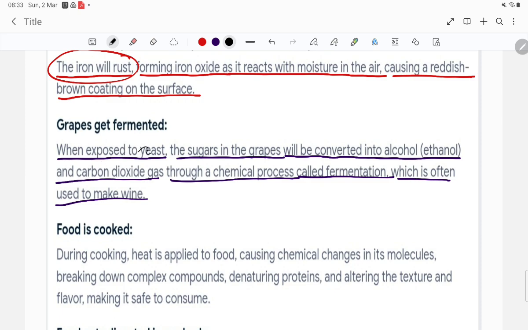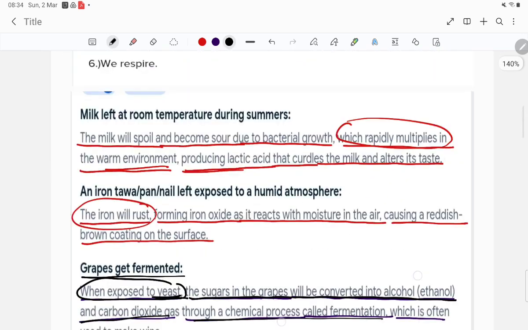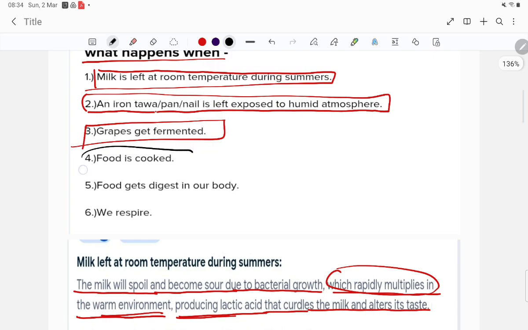So here, what is going to be the answer? When grapes are exposed to yeast, the fermentation will take place. That is, the sugar in the grapes will convert into alcohol and carbon dioxide through the chemical process called fermentation. The next one: food is cooked.